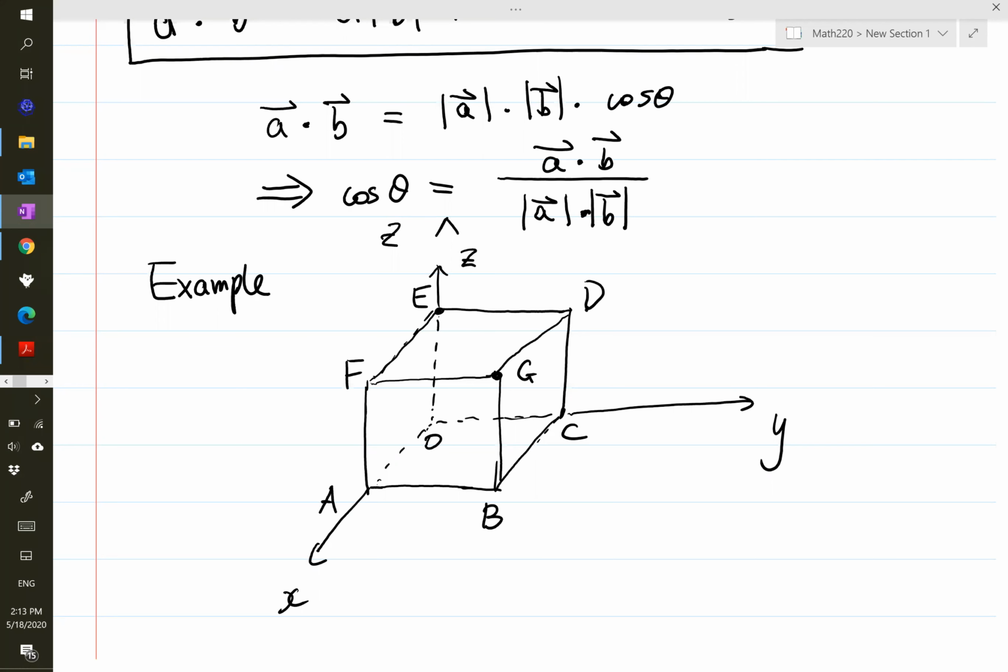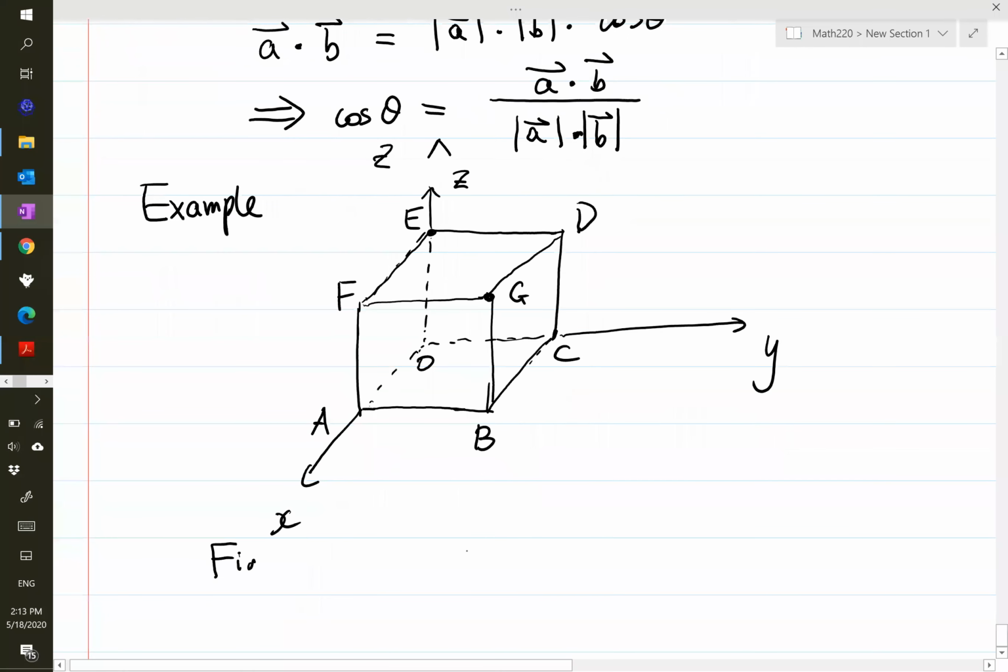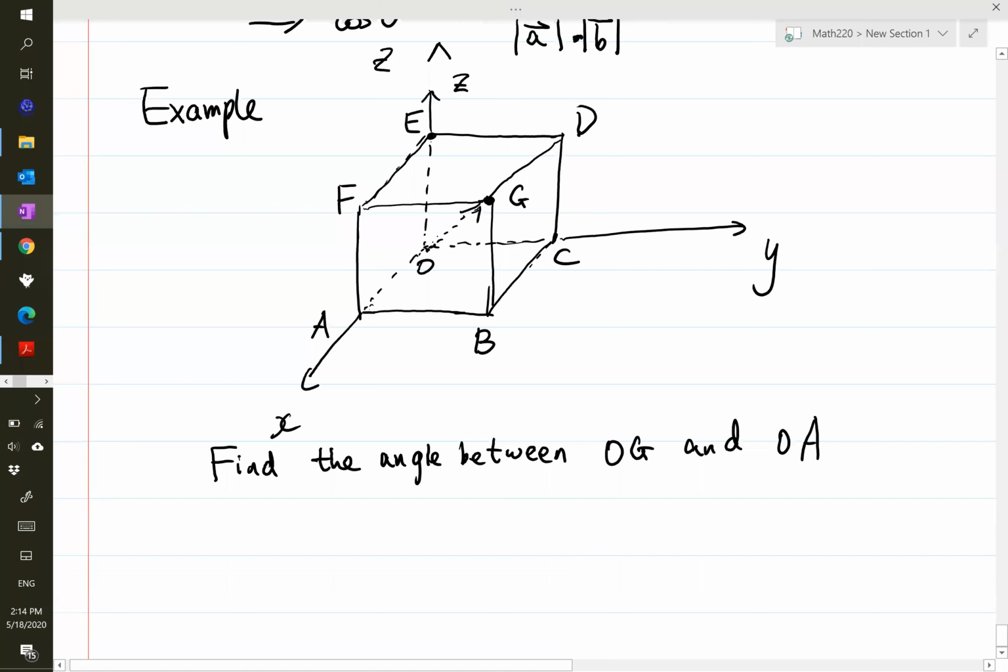Find the angle between OG and OA. Now this is a geometry problem: find the angle between two lines. Well, we can use what we learned today, the dot product. So we can connect OG. First of all, we can find the coordinate of G, and the coordinate of A. That's easy. Coordinate of A is: X coordinate is 1, Y coordinate is 0, Z coordinate is 0.